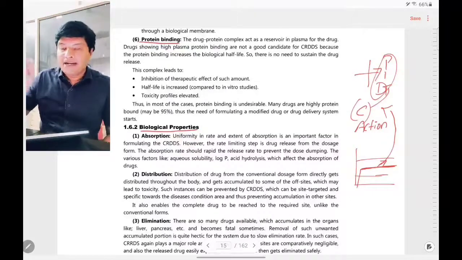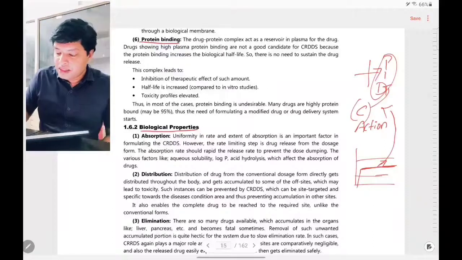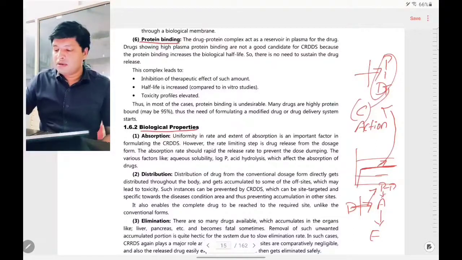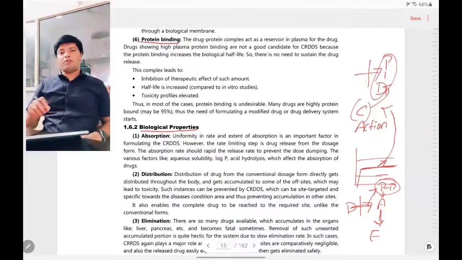Already, by binding to the protein, the drug itself is performing sustained drug action. How? If the drug does not have protein binding, it will pass through the membrane, show action, get metabolized, and get eliminated. If the drug has protein binding, first the drug passes through the membrane, then it goes to the protein bound form, then it has to partition between the bound protein and the unbound drug, then show action, then come back. Because a major portion of the drug is bound to the protein, it will cause a problem.